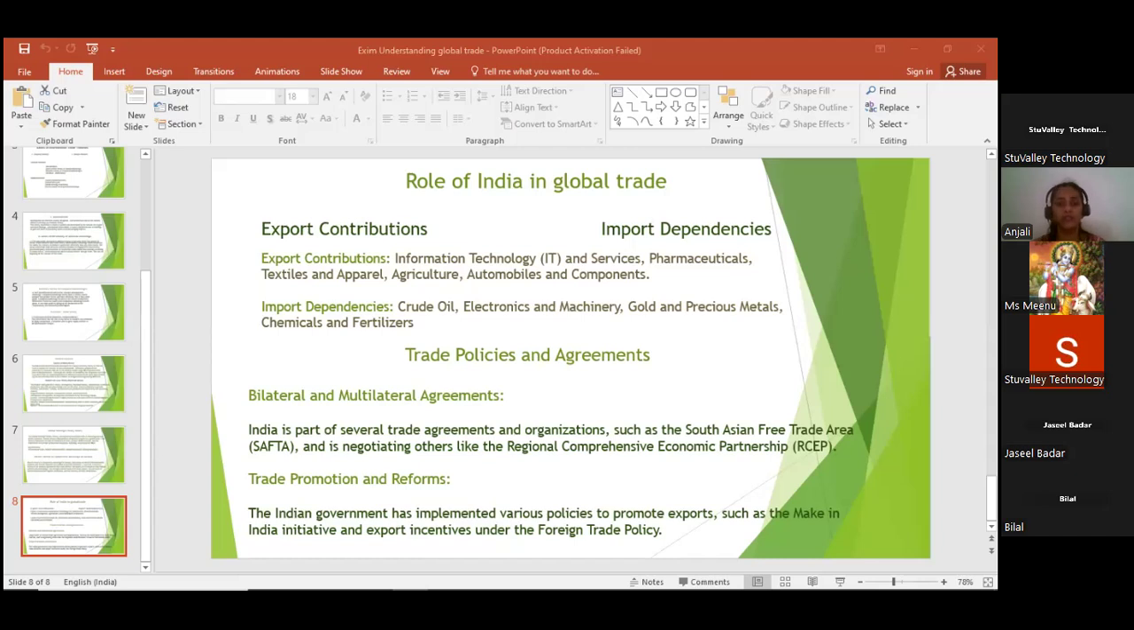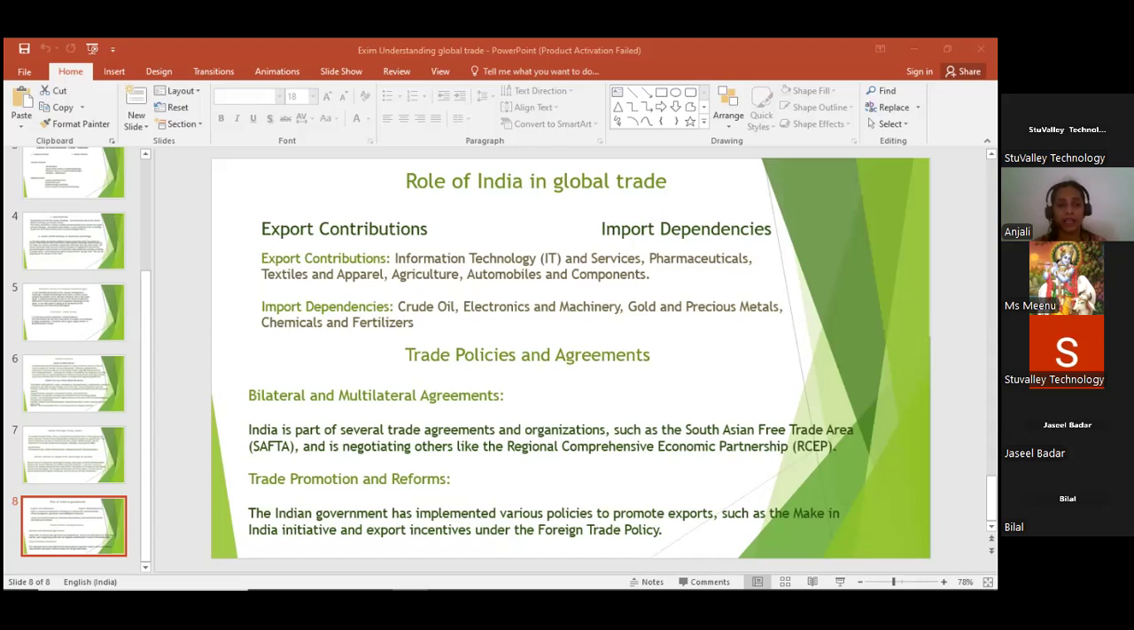You can find Sun Pharma, Dr. Reddy's, and Cipla, these types of pharmacy companies, available worldwide, not only in India but in other countries also. Next comes textiles. In textiles, India is one of the largest producers and exporters of garments like cotton, silk, jute. You can find many garments in India; cotton and silk are highly demanded, as are jute products. So we export these types of products to different countries.